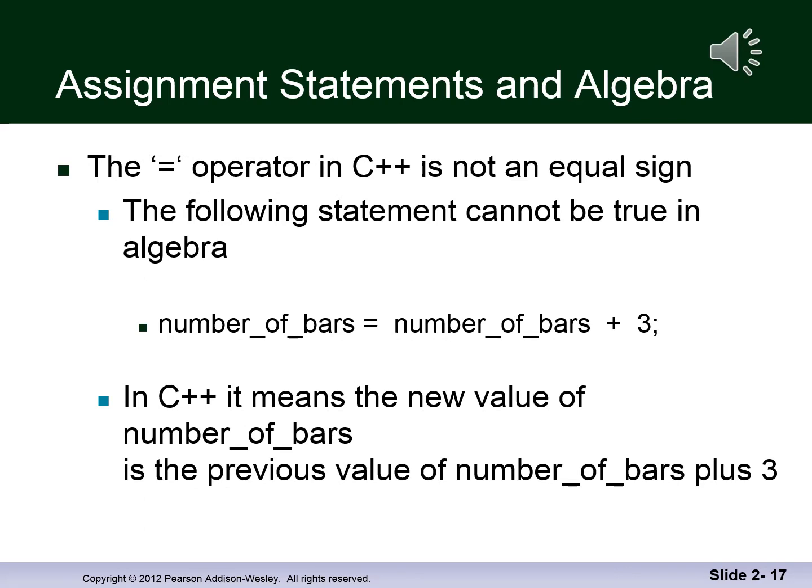As we're talking about assignment statements, I want to be clear with this concept. The equal sign operator in C++ is not an equal sign. So the following statement cannot be true in algebra: number of bars equals number of bars plus 3. However, in C++, it means the new value of number of bars is the previous value of number of bars plus 3. So if number of bars before this program statement is executed is 7, after, number of bars will be 7 plus 3, or 10.